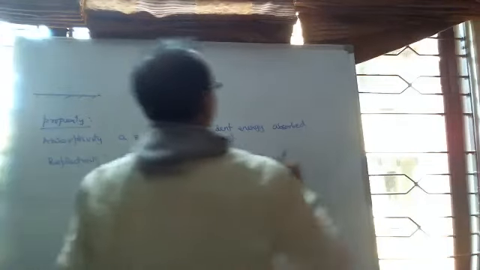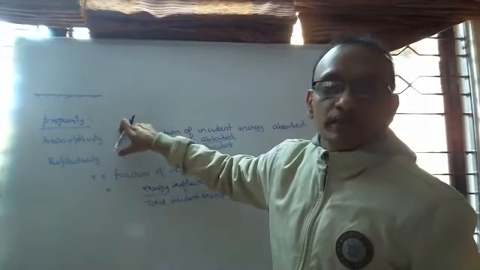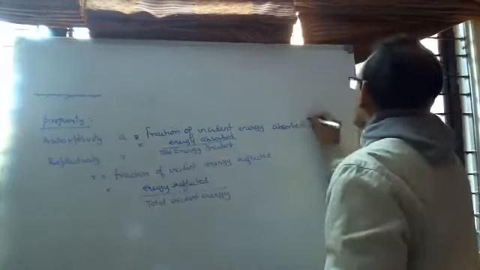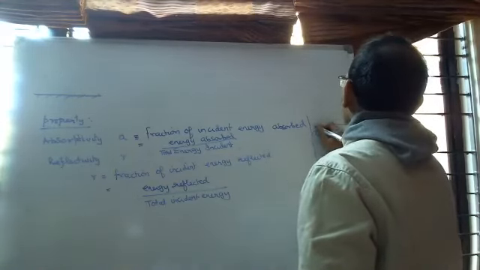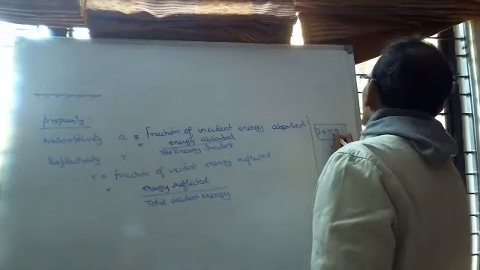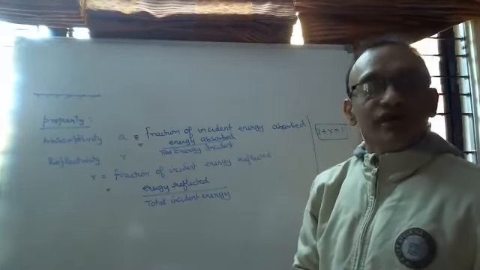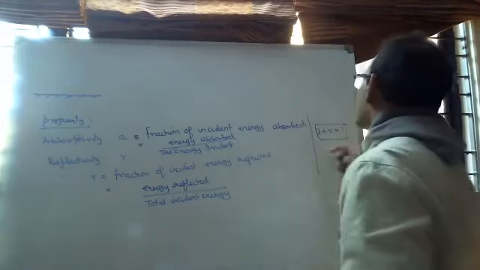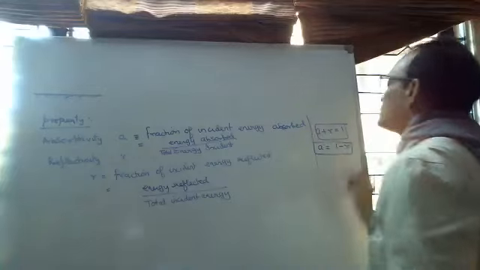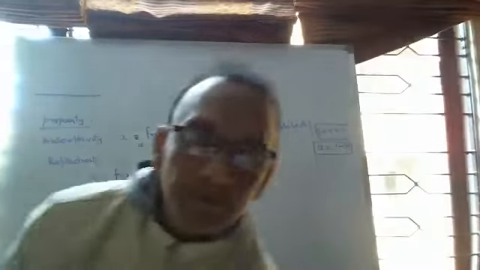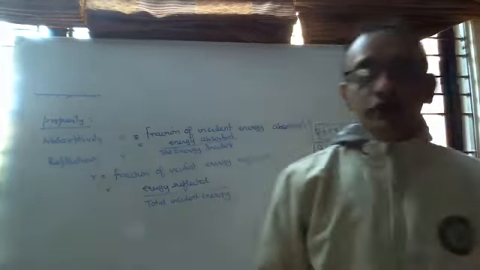Obviously, both are fractions. Suppose A is 1/3, R would be 2/3. Suppose A is 0.5, R would be 0.5. In all cases, absorptivity plus reflectivity would be 1. Either a photon will be absorbed or it will be reflected. Fraction is going to be 1. So absorptivity is very clearly 1 minus reflectivity. All good?